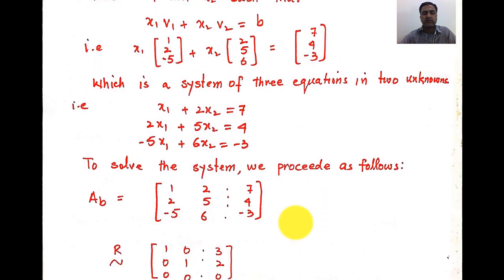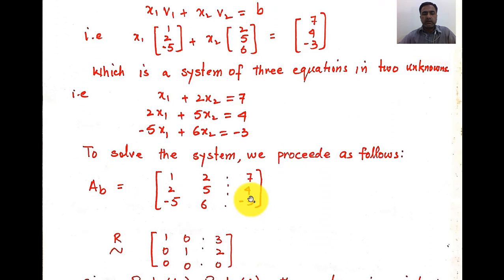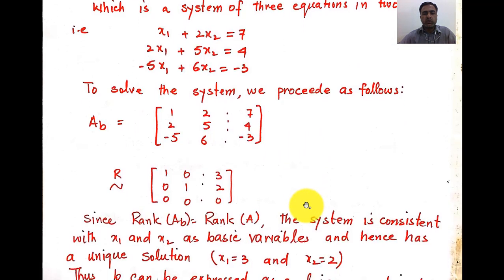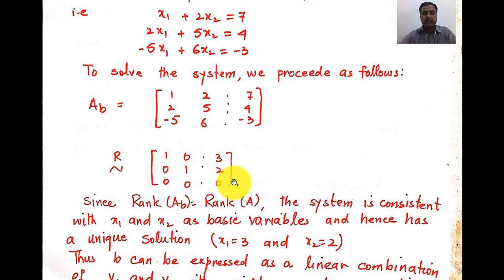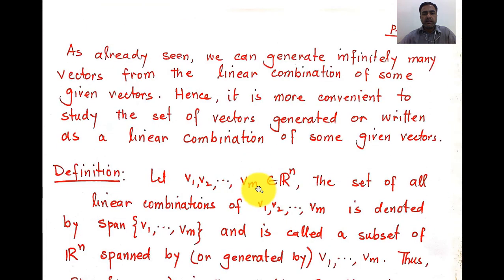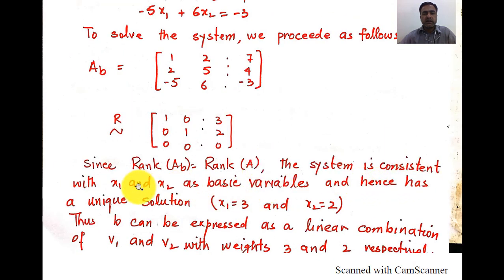And now the augmented matrix for this system is this one. If we perform appropriate row operations, we reduce the matrix AB to a reduced echelon form matrix. Since in this form the rank of AB is equal to the rank of A, the system is consistent, with x1 and x2 both basic variables. These are pivot positions, and hence the system has a unique solution, given by x1 equals 3 and x2 equals 2. Thus, B can be expressed as a linear combination of v1 and v2 with weights 3 and 2 respectively.